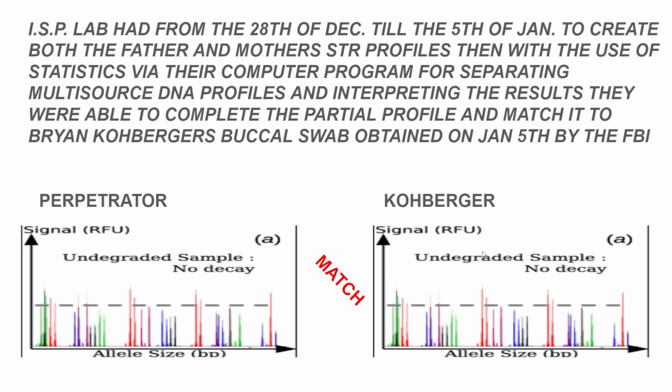So my conclusion as it relates to the STR profile match from the knife sheath to Bryan Kohberger's buccal swab is this. The Idaho State Police Lab had from the 28th of December till the 5th of January to create both the father and mother's STR profiles, then with the use of statistics via their computer program for separating multi-source DNA profiles and interpreting the results, they were able to complete the partial profile and match it to Bryan Kohberger's buccal swab obtained on January 5th by the FBI.